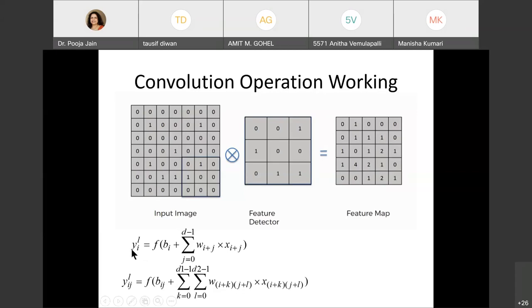This is the formula of calculating the ith neuron output where this particular neuron is present in layer L. Then this is the formula for applying a single one-dimensional filter on one-dimensional input. This is the formula when you apply a two-dimensional filter, as it is depicted over here, on two-dimensional input, and so on. So at this point of time, the formula is like that. Output width is equal to input width minus filter width plus 1. Output height is equal to input height minus filter height plus 1.